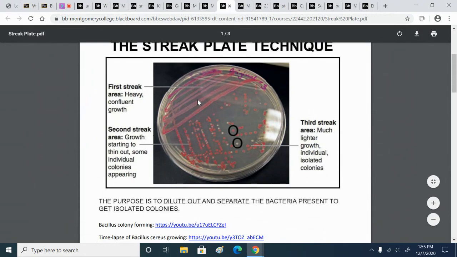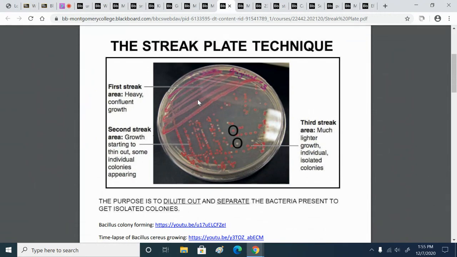We then sterilize our loop because all we need is one loopful of bacteria. So we sterilize our loop, drag it into the first streak, usually two or three times, and then stay out of it, spreading those bacteria in zone 2. Then we sterilize the loop again, drag it into zone 2 once or twice to grab some of those cells, and then spread them out.